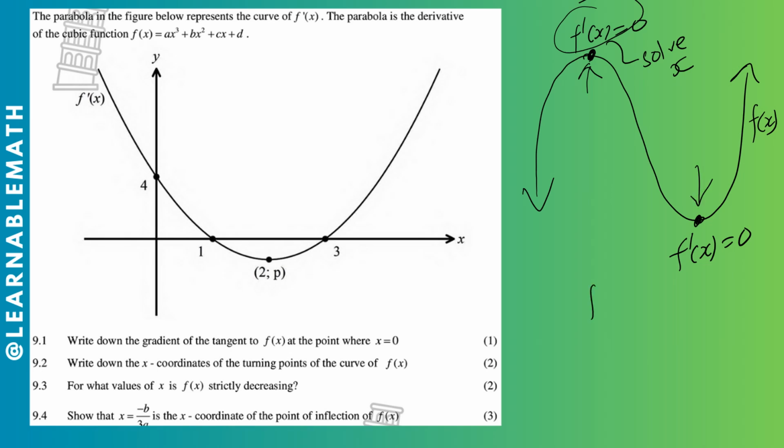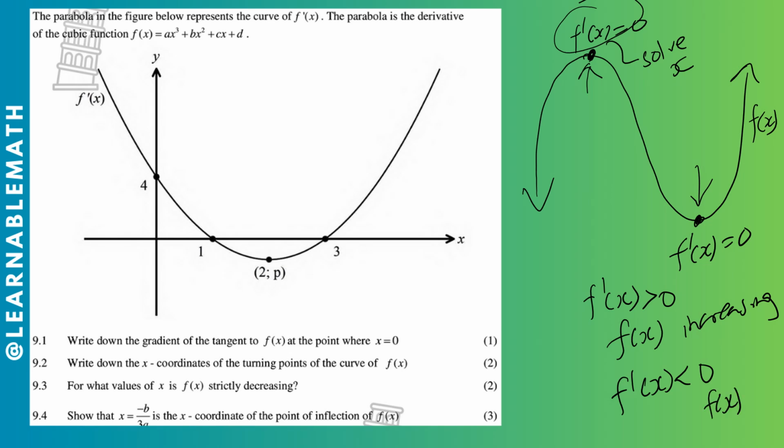Secondly, we do know that when the first derivative is greater than 0, that is, it's positive, then our cubic function f of x will be increasing. Okay, and we do know that when this first derivative is less than 0, that is when it's negative, our f of x, our cubic function, will be decreasing.